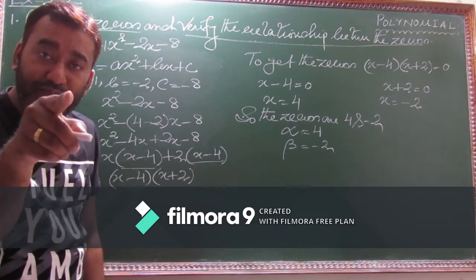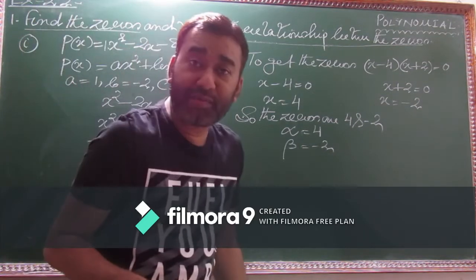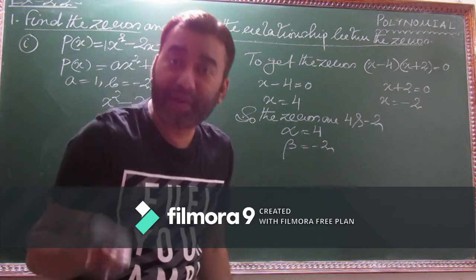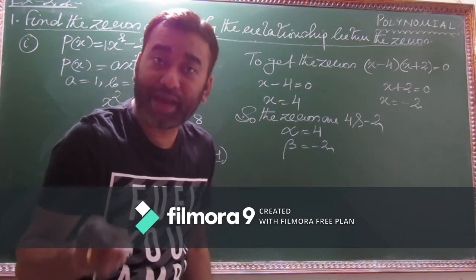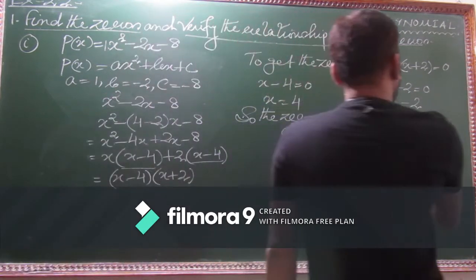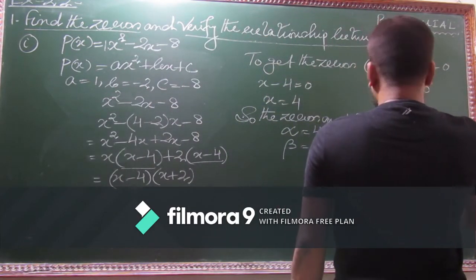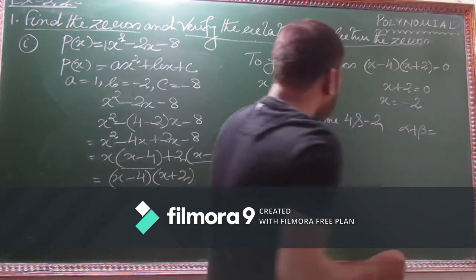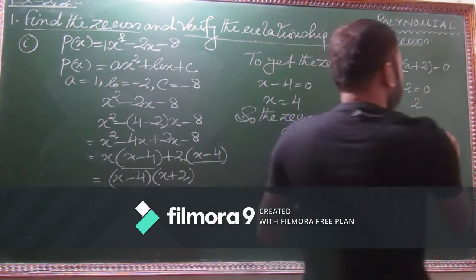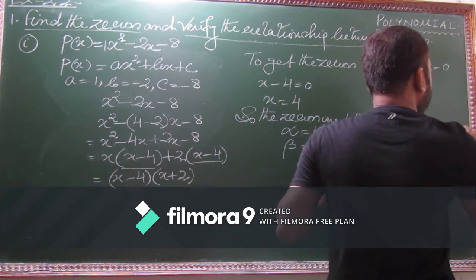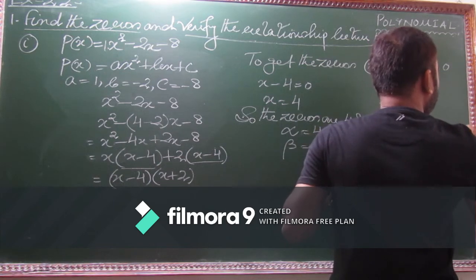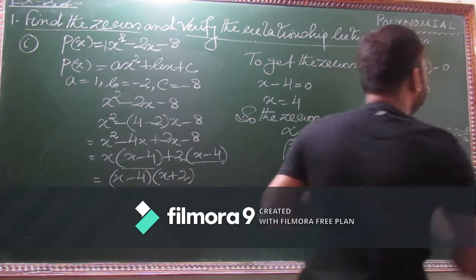First I have to find alpha plus beta. What will alpha plus beta give? Alpha plus beta will give you minus b by a. So alpha plus beta is equal to 4 minus 2, which is 2, is equal to minus b by a.